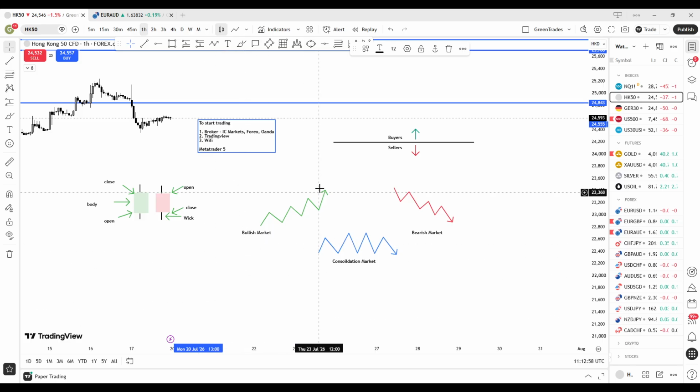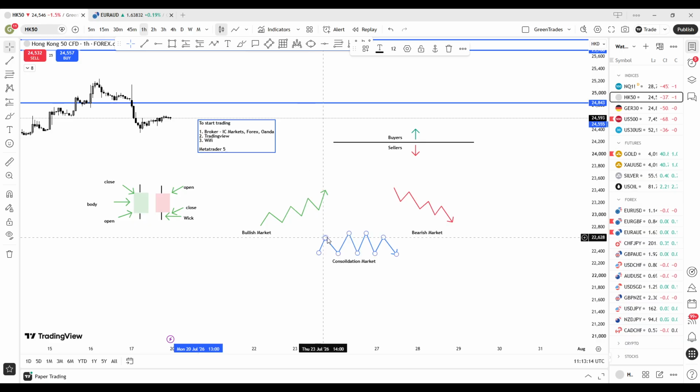We spoke about the bullish market. Anytime the market is making higher highs and higher lows, that's a bullish market. We spoke about the bearish market as well. Anytime the market is making lower lows and lower highs, that's a bearish market. It means that the market wants to go down.